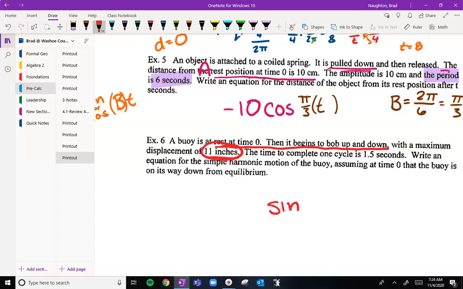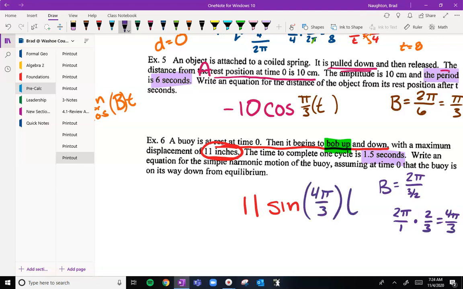As I said, my displacement here is going to be 11, so I'm going to put 11 in front of it. And reading into this a little bit, it says it goes up and then down. That means to me that my A value is going to be positive. Then we have our B value, which comes from that 1.5 seconds. So B is equal to 2 pi, and then I'm going to go 3 halves, because that's the same thing as 1.5. So 2 pi over 1 times 2/3 is 4 pi over 3. So then we'll do our 4 pi over 3 times t.